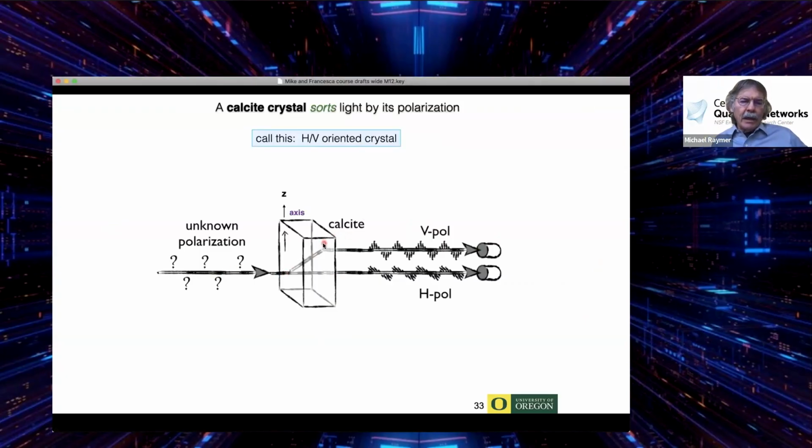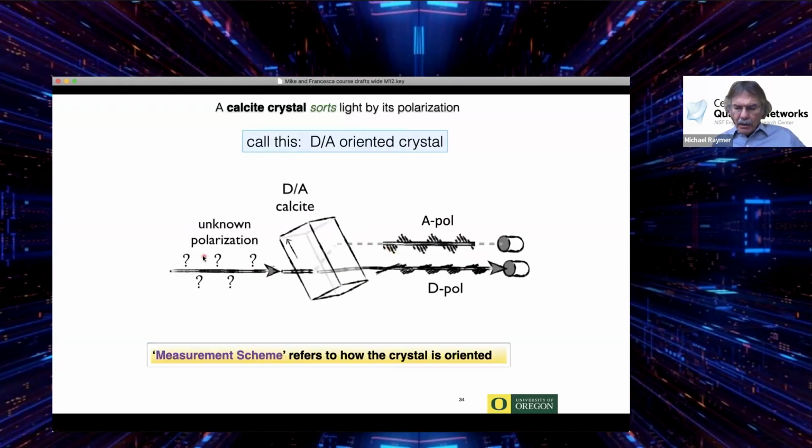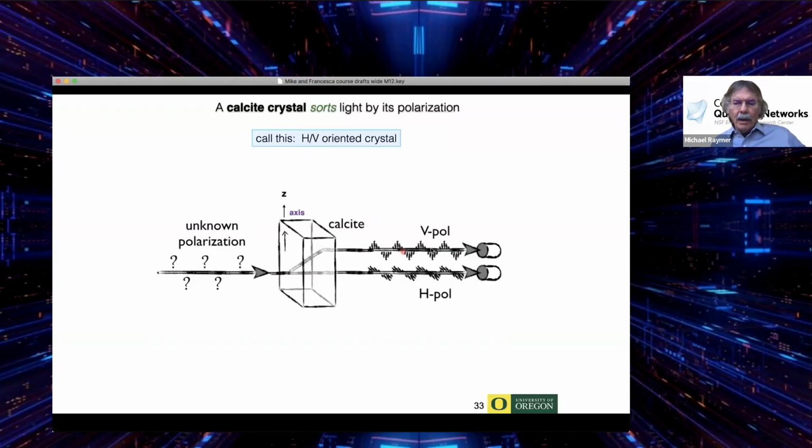If light goes through a calcite crystal, it's actually split into 2 different parts or paths. One is the horizontal path, and the other is the vertical path. So in other words, light that's horizontally polarized will go straight through the crystal. Light that's vertically polarized will be deflected into a different detector. So that's how we can separate and therefore measure the polarization of light.